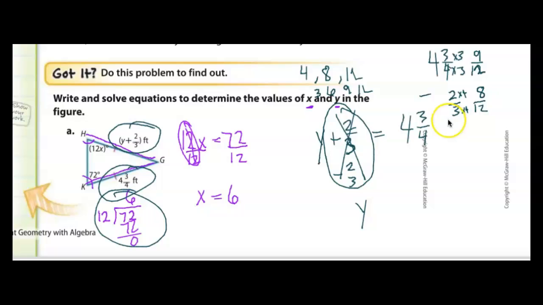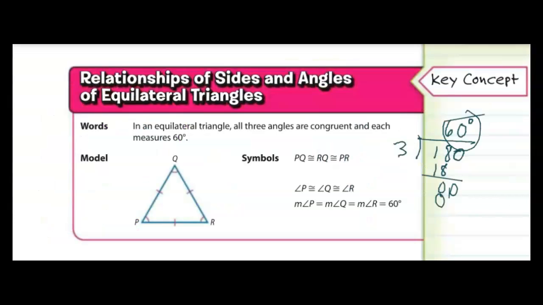So what is 9 minus 8? Go ahead and answer that for me. 1. So this will be 1/12. And 4 minus nothing is 4. So y is going to be equal to 2.